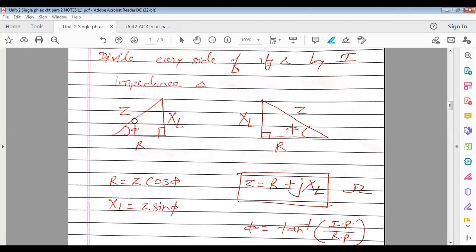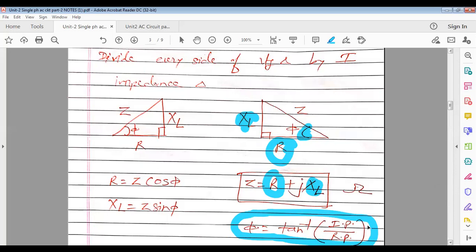And what is phi, tan phi in this triangle? Tan phi will be XL upon R. XL is which part? Imaginary part. R is which part? Real part. So phi is tan inverse of imaginary part upon real part.